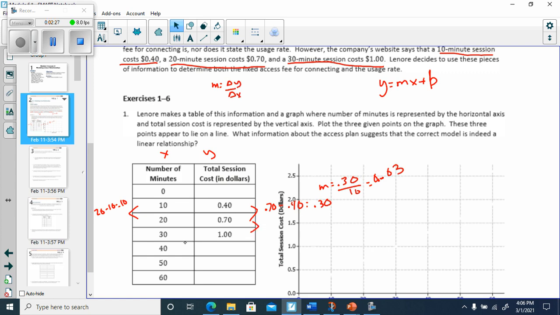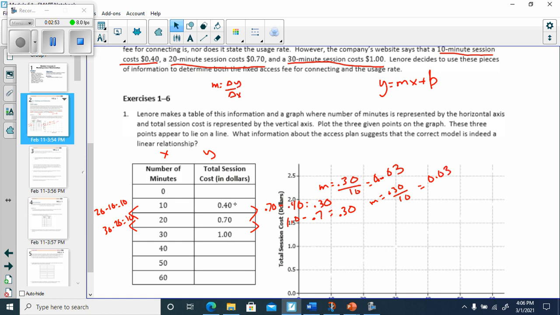Let's see if we get the same thing for this one. That would be 1.0 minus 0.7, and I get 0.30. And here it is 30 minus 20, and that gives me 10. So once again, I wind up with the slope that is 0.30 over 10, which gives me 0.03. In other words, 3 cents per minute.